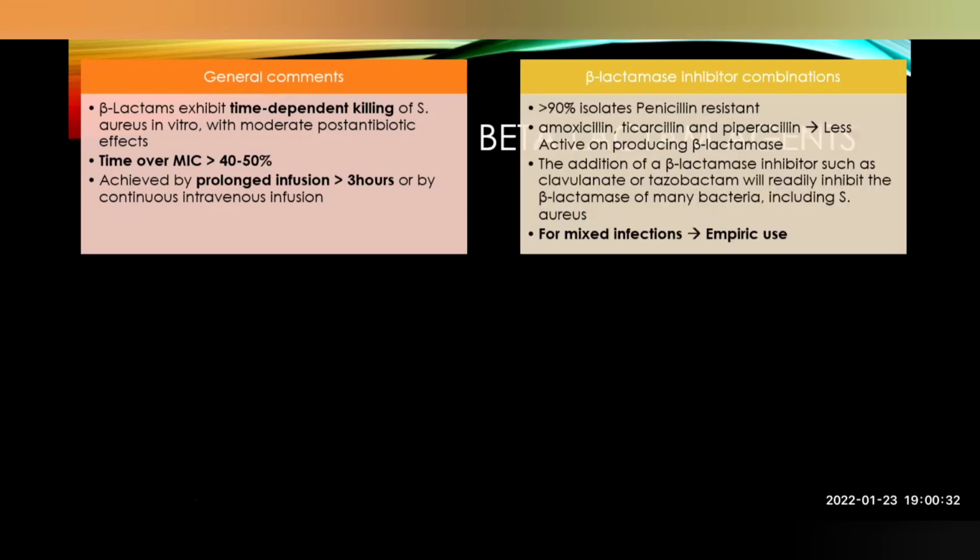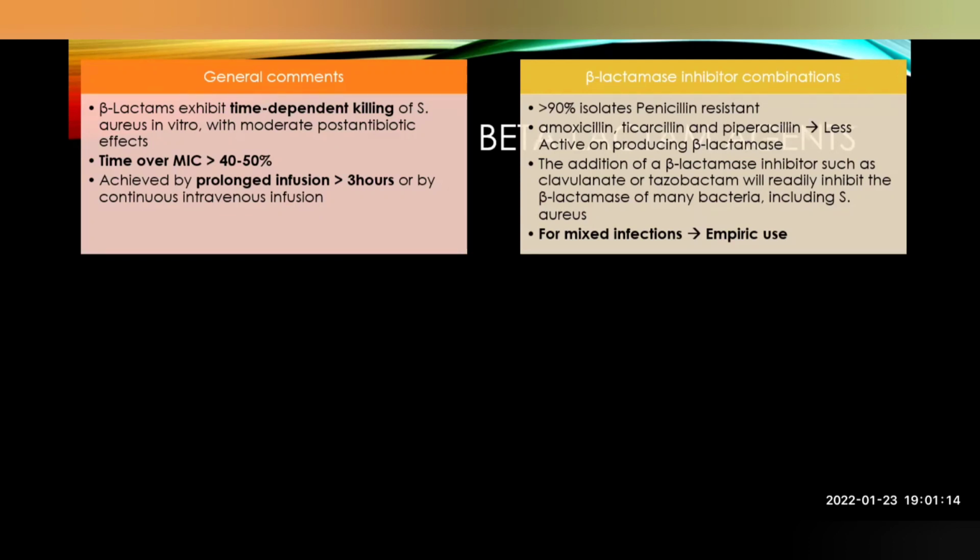Next, apart from that, beta-lactam/beta-lactamase inhibitor combinations can also be given. In which situation would you give a BLBLI? As we all know, most isolates of Staphylococcus aureus are penicillin resistant, more than 90%. So none of amoxicillin, ticarcillin, or piperacillin alone are going to act. The addition of the beta-lactamase inhibitor will inhibit the beta-lactamase and hence it will be functional. This BLBLI also has good anaerobic coverage as well as gram positive and gram negative coverage. Hence, these can be given as empiric therapy in case you are suspecting a mixed infection.